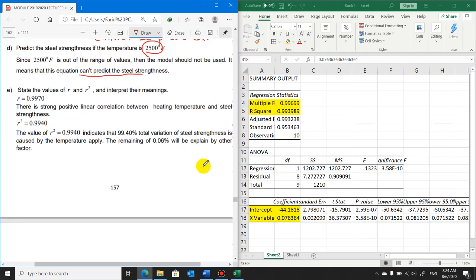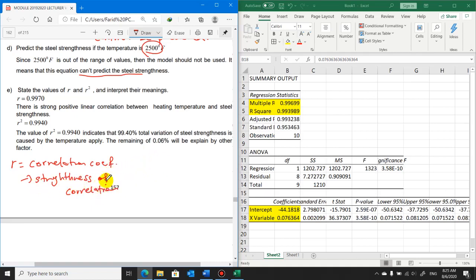Okay, and the last one, this one popular lah semua soalan ni. So state the value of R and R square and interpret dia meaning. Okay, so kita revise balik. R tu apa? R is the value of correlation coefficient. So correlation coefficient dia bagi tahu apa? Dia bagi tahu tentang the strengthness of the correlation. Kekuatan kita punya hubungan antara X and Y.